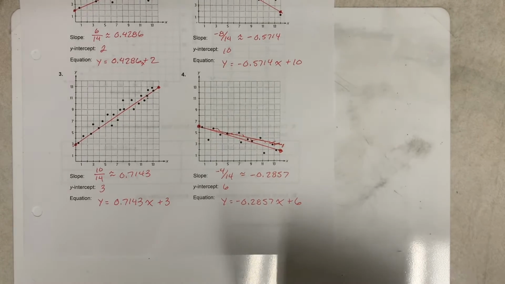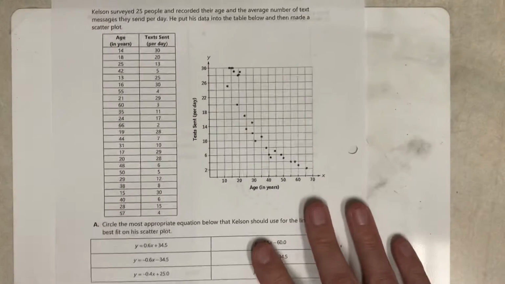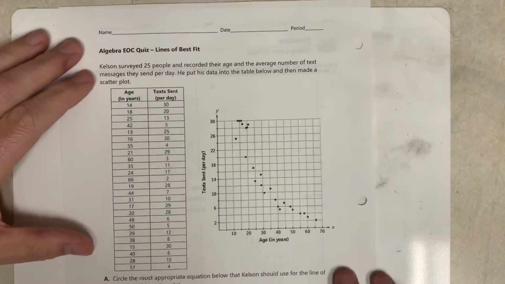All right, so those are 4 problems with fitting lines to data on the EOC. Sometimes they will have you do that. And this is what the EOC item will more than likely look like.